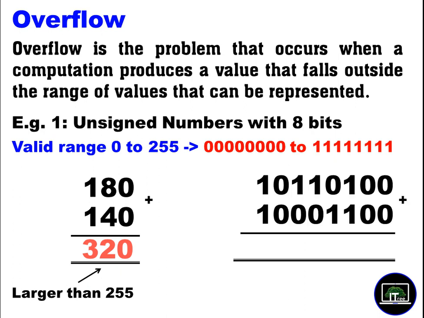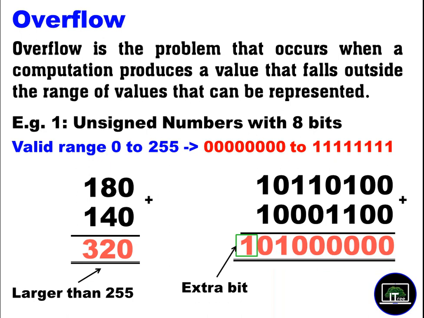Okay, so these are the numbers for 180 and 140. When we add these together, we are getting an extra bit. What do we do with this one? The computer can't handle it, because computers are not equipped to handle that additional bit in unsigned numbers. Even if you forget about that one, look at the answer. It's 64. The answer is wrong. That means we have a problem. So now overflow occurs because the value is outside of the range.